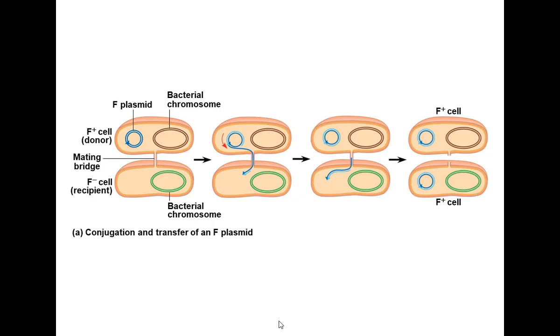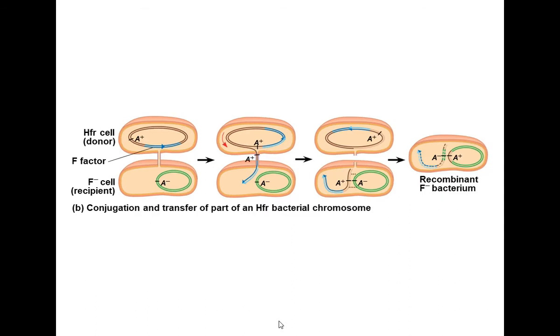Okay, so again, in this particular one, we have an F plus cell, which is a donor, and an F minus cell, which is a recipient. And you can see as the DNA is moving through the pili that now we have made two F plus cells. Okay, and here you're just seeing where part of the chromosome is being transferred.